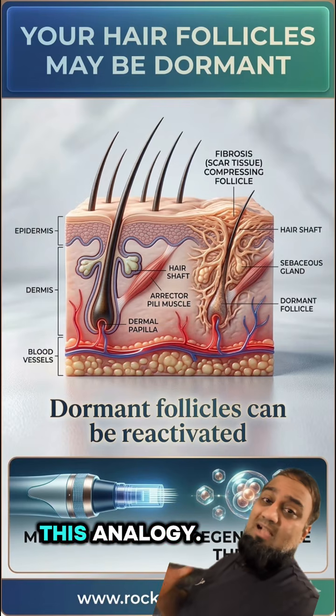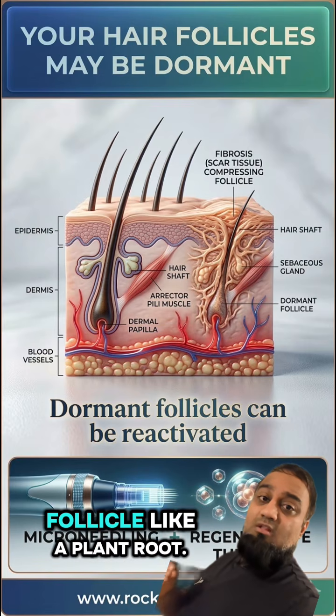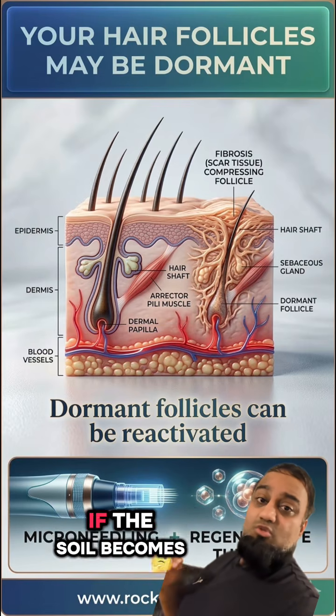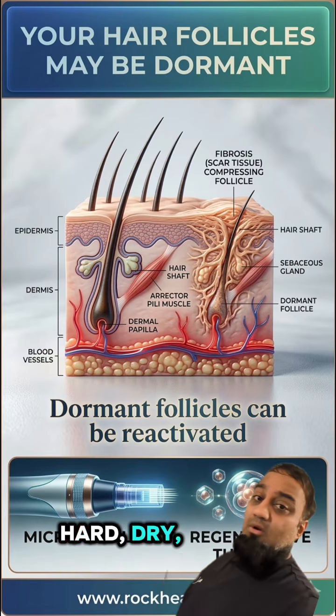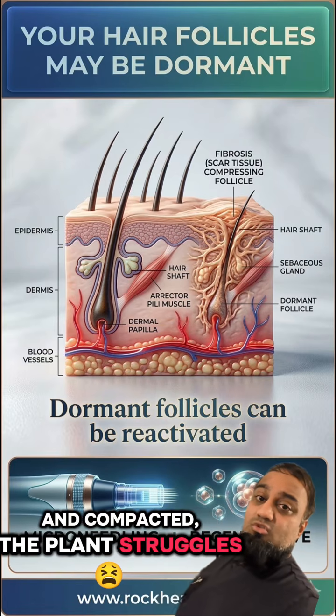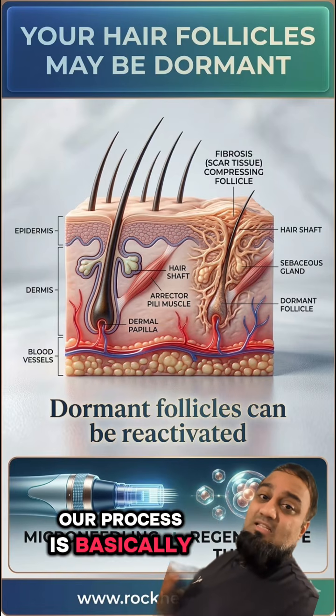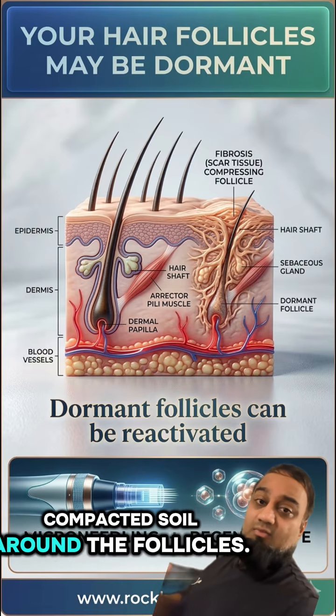So think of this analogy. Think of a hair follicle like a plant root. If the soil becomes hard, dry and compacted, the plant struggles to grow. Fibrosis is basically compacted soil around the follicles.